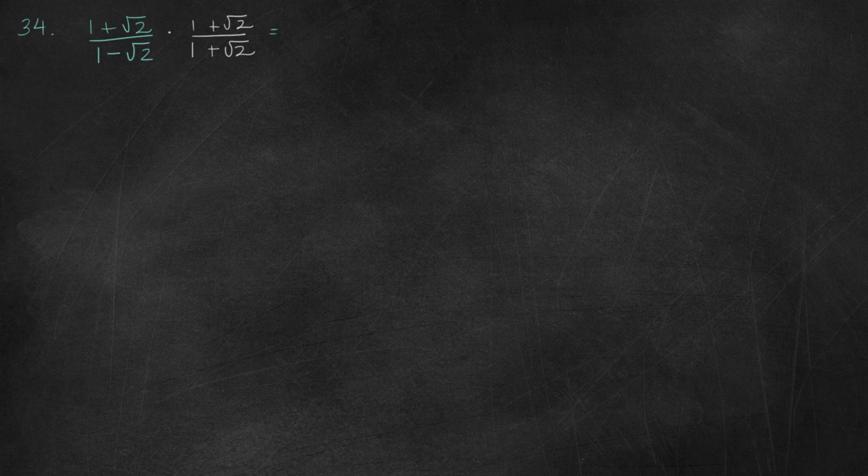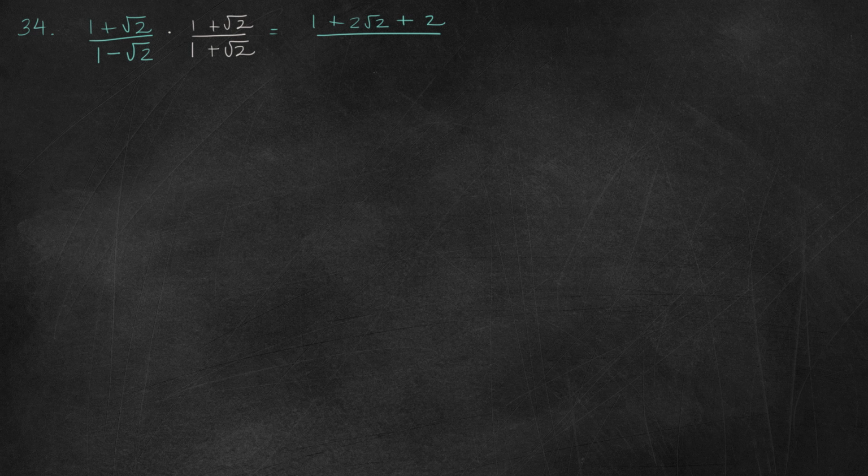On the top, we need to FOIL that out. First times first is 1. The outside product is square root of 2. The inside product is also square root of 2. So 2 root 2 plus, and then the last times last is 2.